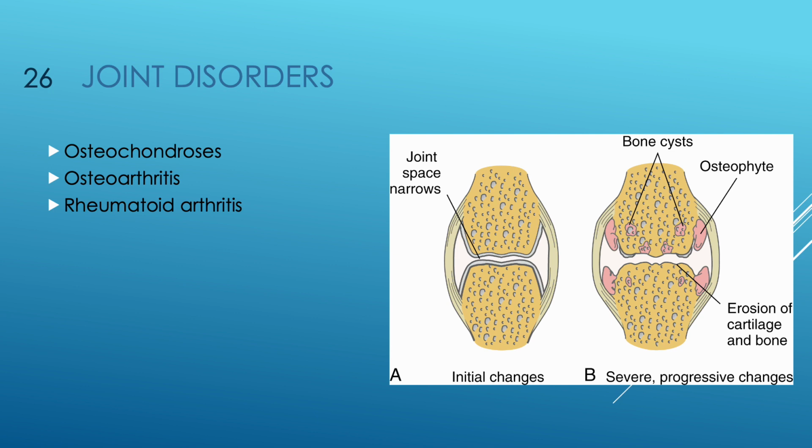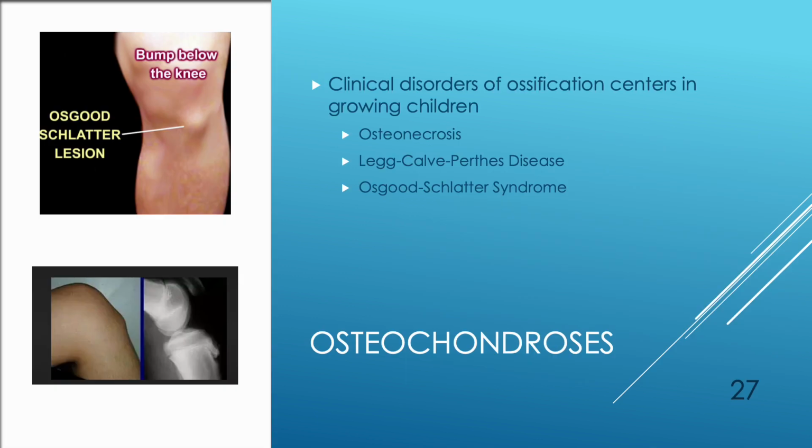Here we are going to discuss various joint disorders, including osteochondrosis, osteoarthritis, and rheumatoid arthritis. Osteochondroses are a number of clinical disorders of ossification centers in the epiphyses in growing children and share the common denominator of avascular necrosis and its sequelae. These disorders are grouped together and referred to as osteochondroses with multiple synonyms, including epiphysitis, osteochondritis, aseptic necrosis, ischemic epiphyseal necrosis.